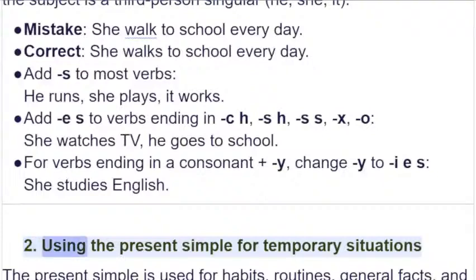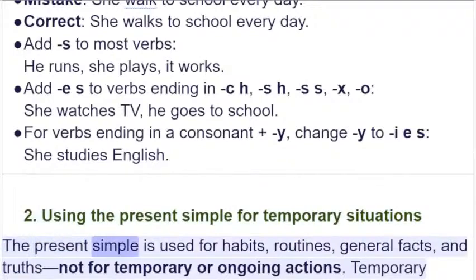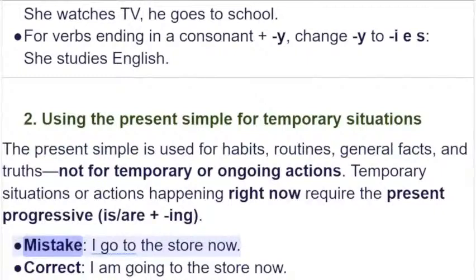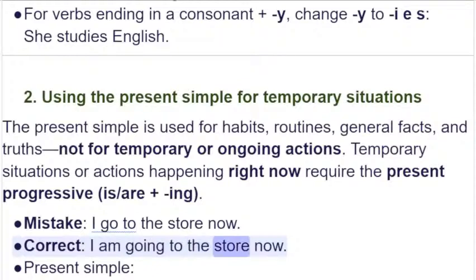2. Using the present simple for temporary situations. The present simple is used for habits, routines, general facts and truths, not for temporary or ongoing actions. Temporary situations or actions happening right now require the present progressive: is, are plus ing. Mistake: I go to the store now. Correct: I am going to the store now.